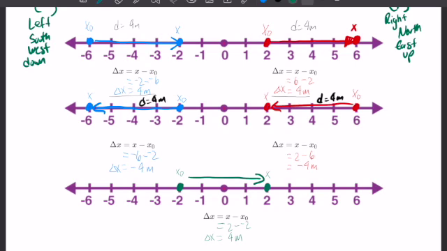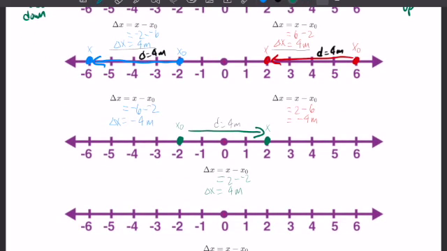Now notice this displacement of positive 4 meters is exactly the same as this displacement, positive 4 meters, and this displacement. What they all have in common is they move to the right 4 meters. We would also notice that the distance, or the length, of all of the cases we have considered is 4 meters.